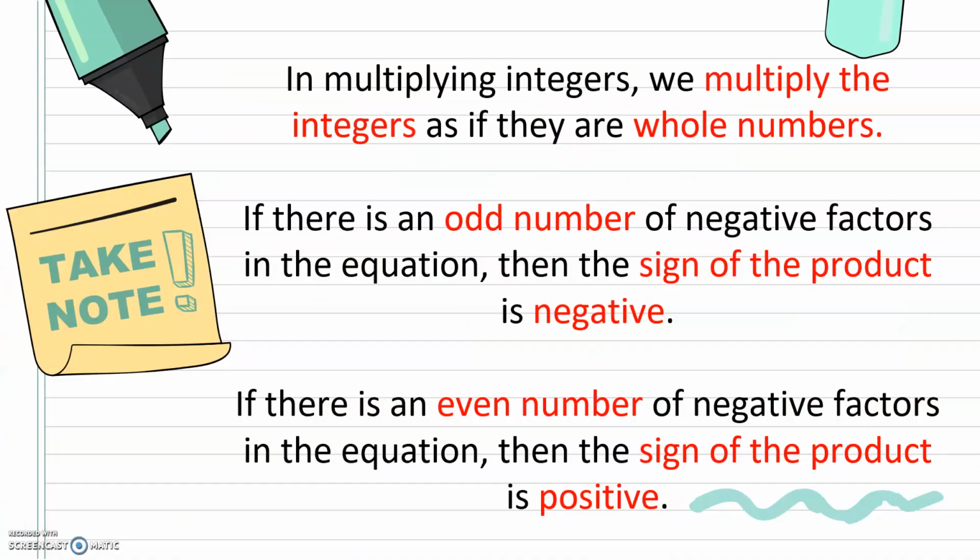In multiplying integers, we multiply the integers as if they are whole numbers. If there is an odd number of negative factors in the equation, then the sign of the product is negative. But if there is an even number of negative factors in the equation, then the sign of the product is positive. Let's have some examples to understand this better.